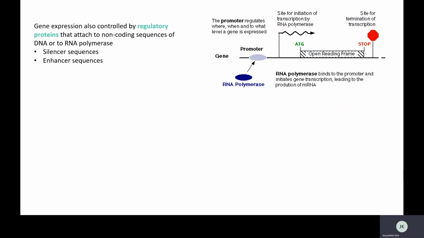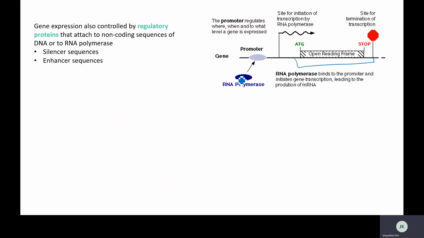Other things that control our gene expression. Again, I keep saying gene expression, and by that I mean a gene gets copied and then translated into a polypeptide. Whether or not that happens also depends on those non-coding parts of our DNA that I mentioned before. So here's just a little picture, by the way.